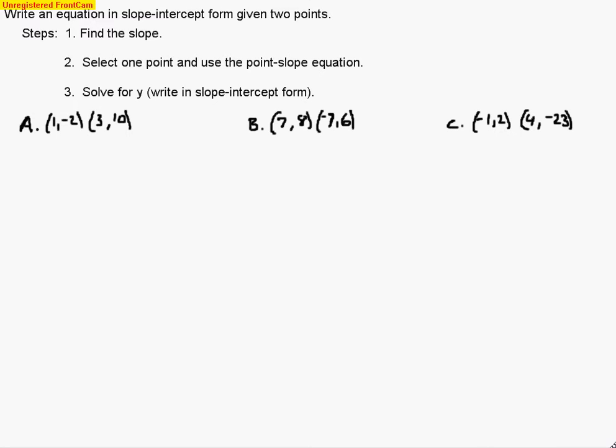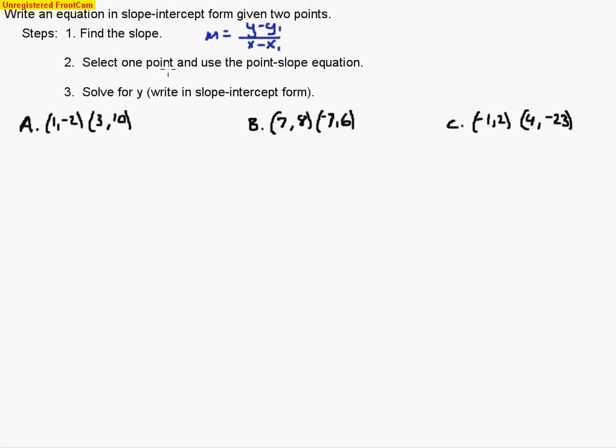Today we're going to be writing equations in slope-intercept form given 2 points. So we've got some steps here. First thing that we're going to end up wanting to do is find the slope. So remember, our slope formula is when we take the difference of the y values. So m stands for slope, so we're going to take the difference of two y values over the difference of two x values. So we first have to find that slope.